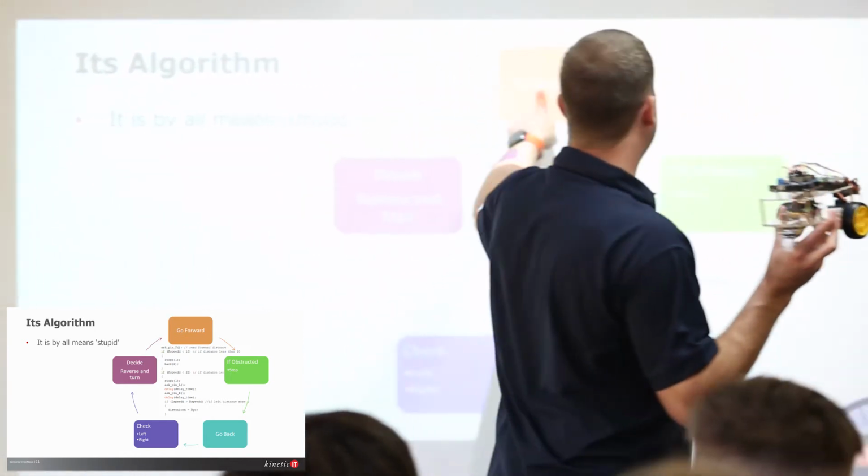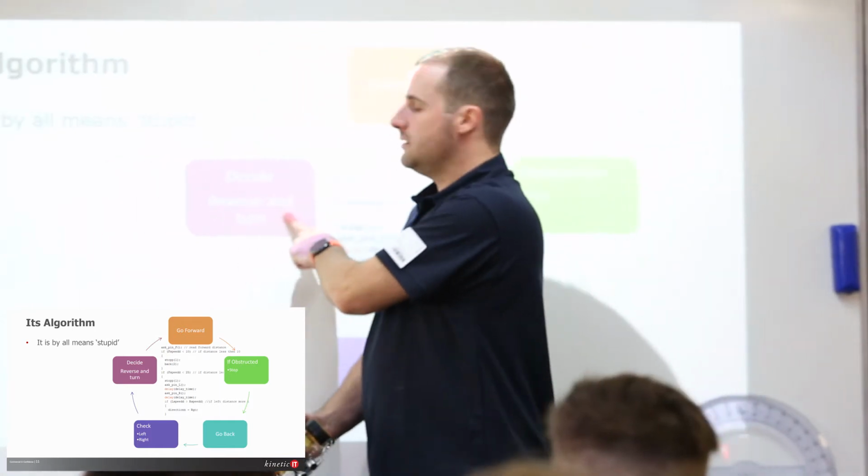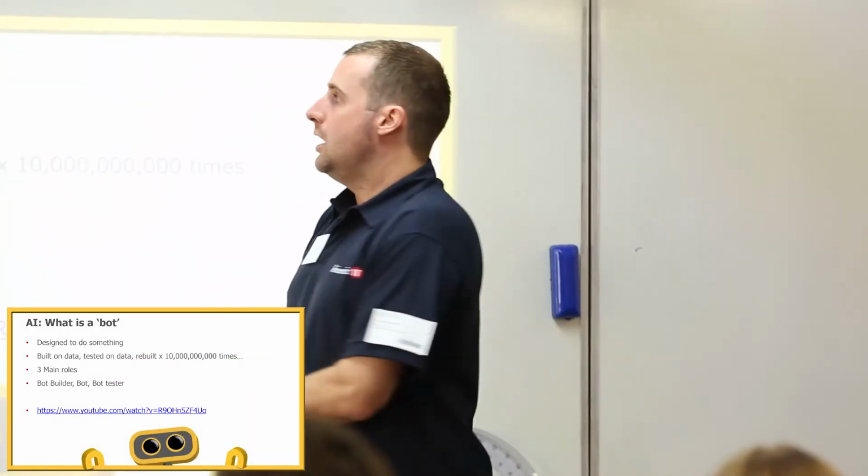So, badly designed robot. What's it do? Go forward. If there's something in your way, go back. Look left, look right, decide which direction to go next.